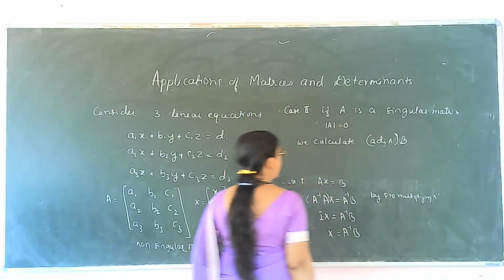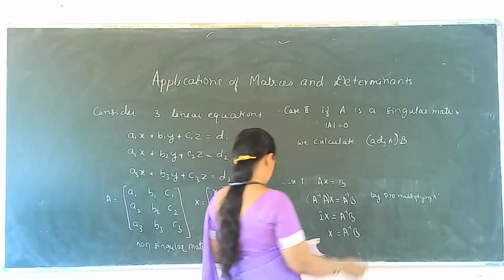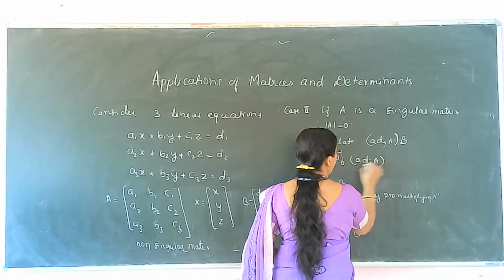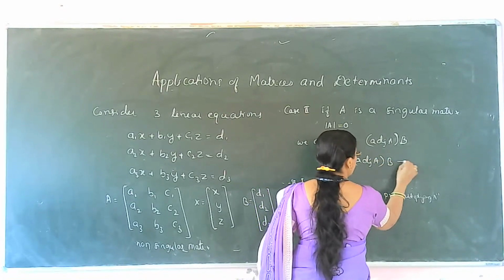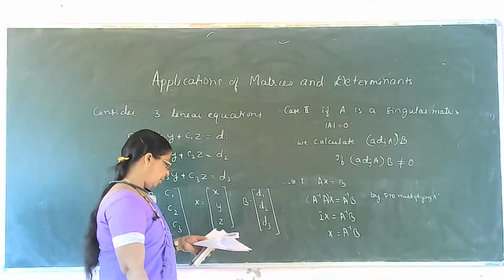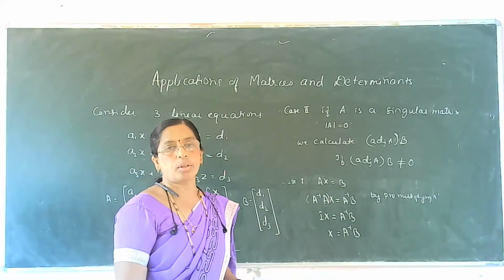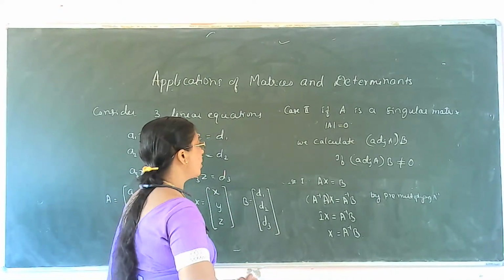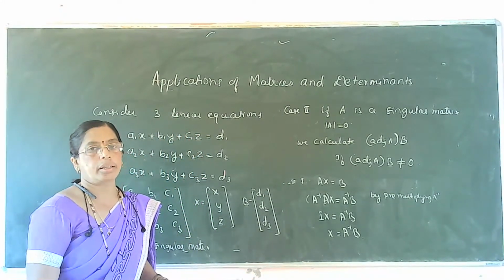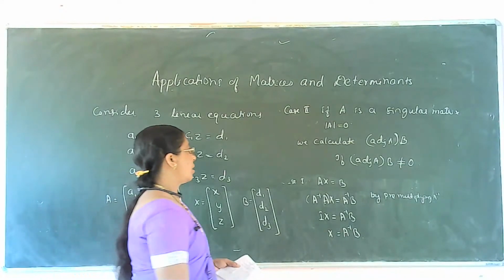Adjoint of A into B. If adjoint of A into B is not equal to 0, then the solution does not exist. Then the system of equations is inconsistent. The system of linear equations is inconsistent.